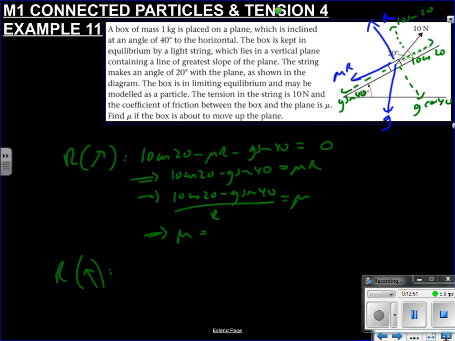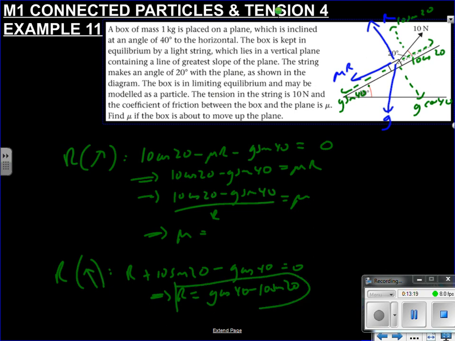And now we resolve perpendicular to the slope. I really hope you can see it's always the same. Just where people mess it up is that they just don't label their forces properly. That's all it is. So now, what's going down? g cos 40. R plus 10 sine 20 minus g cos 40 equals 0. So now we know what R is. So R is g cos 40 minus 10 sine 20. There's that, and now we can shove that into mu.